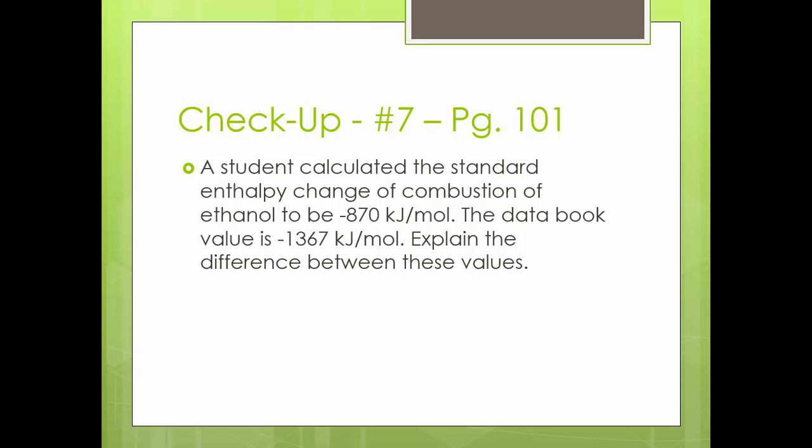Okay, a student calculated the standard enthalpy change of combustion of ethanol to be negative 870 kilojoules per mole. The data book value is negative 13.67 kilojoules per mole. Explain the difference between these two values.